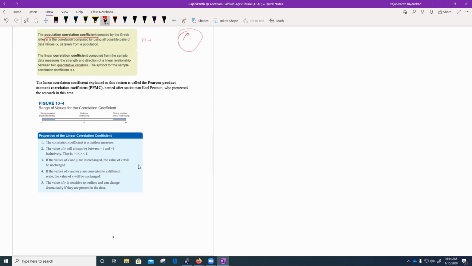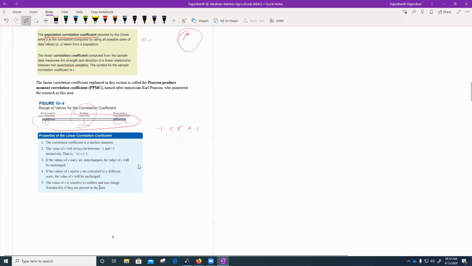So these are the possible values of our r. Our r value is always between -1 and 1. Okay, so if you see your r value very close to 1 or -1, that means we have a strong linear relationship between those two variables. If little r is very close to 0, that means we don't have any linear relationship. So that is here.